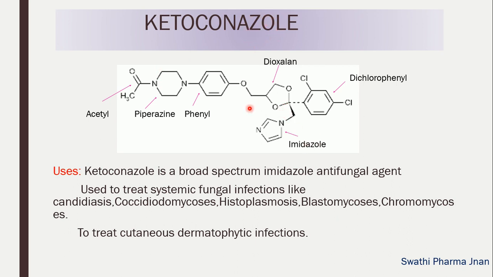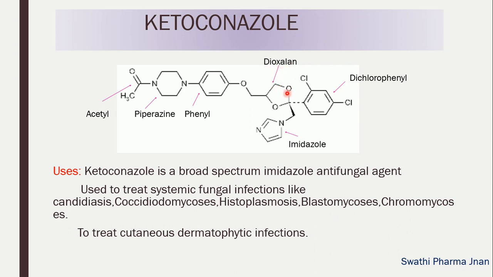Azole indicates imidazole basic nucleus. You can see here the imidazole basic nucleus is present. This structure is a little big to remember and understand, that's why I have given names here. The starting part is an acetyl group, that is a COCH3 group. The acetyl group is immediately attached to one of the nitrogens of the piperazine ring. What is the piperazine ring? The piperazine ring is a saturated pyrazine ring. This piperazine ring is attached to the phenyl ring. Then a methoxy group is present. To this methoxy group a dioxolane group is attached.